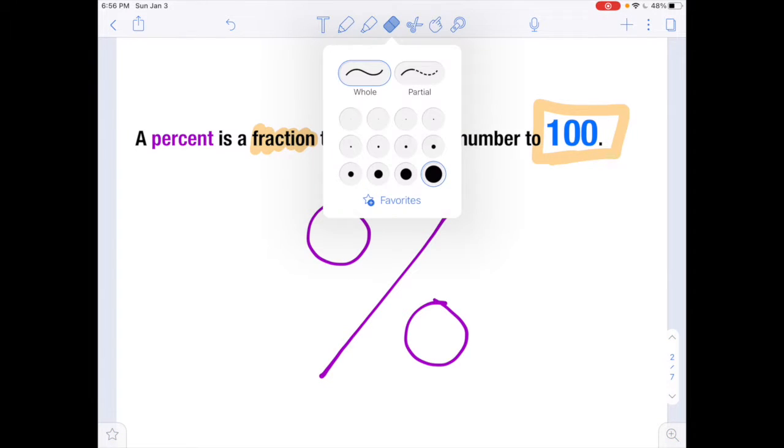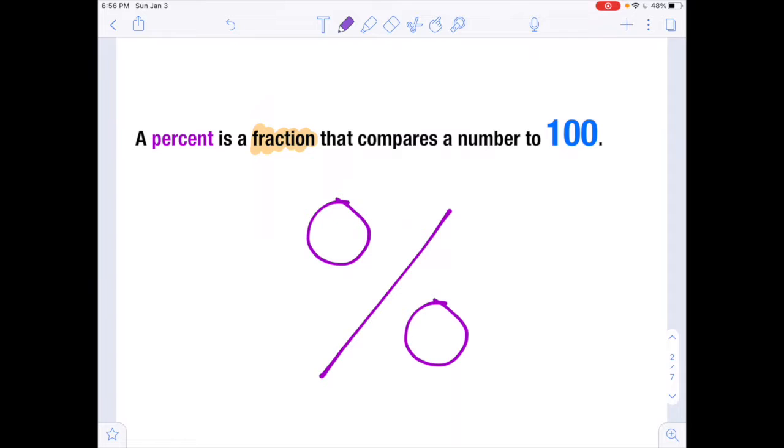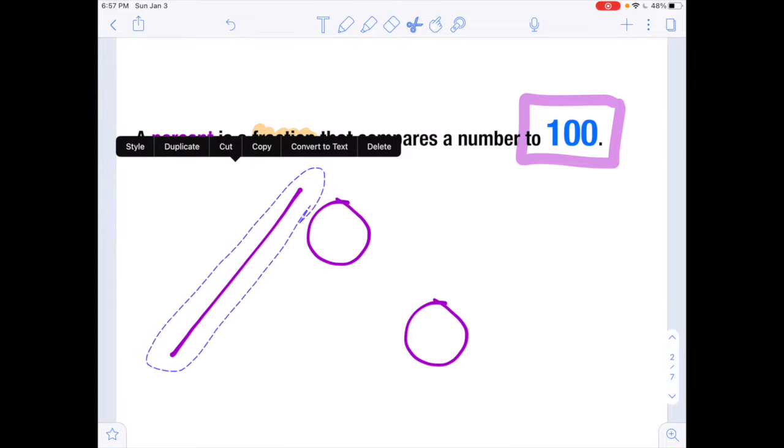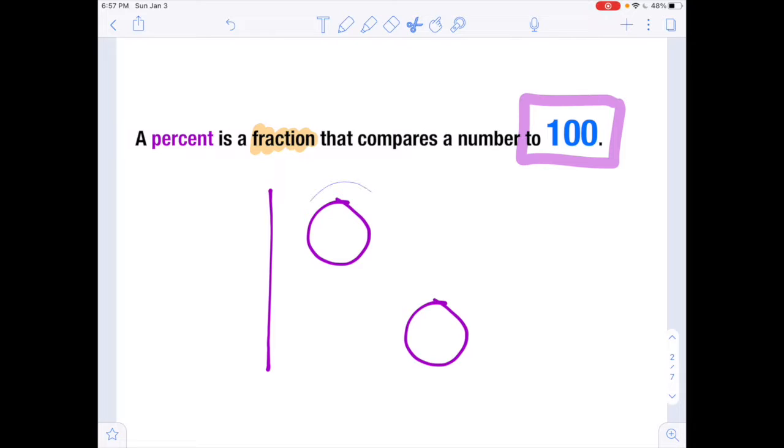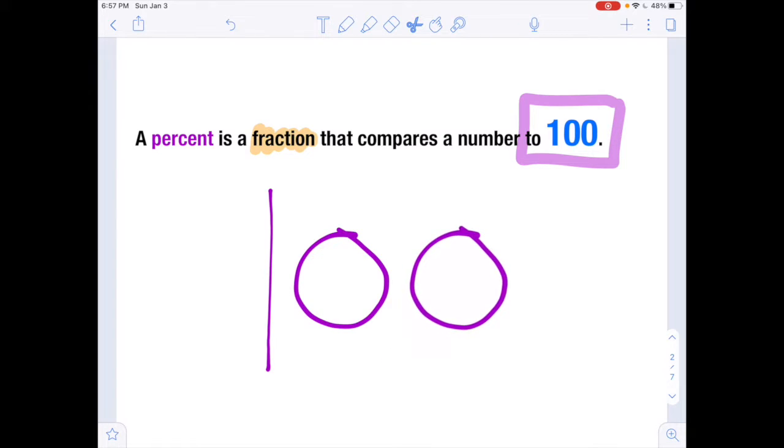Again, a percent is a fraction that compares a number to 100. The number 100 is hiding in this symbol. It's here somewhere. So let me show you where it is. I'm going to grab my scissors tool and I'm going to take this long bar. I'm going to move it over and turn it a little bit so now it's up and down. And then I'm going to grab this circle and make it just a little bit bigger and move it down. And then grab this circle and make it just a little bit bigger and move it up.